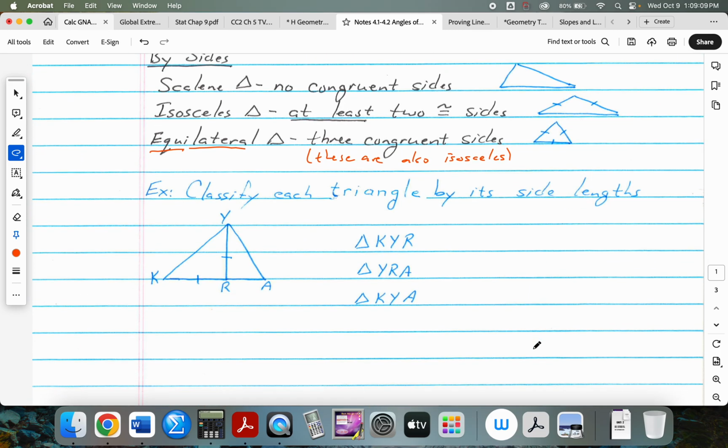So in this picture, let's classify each triangle by its side lengths. So if we're looking at triangle KYR, what kind of a triangle is that? What about triangle YRA? It certainly looks scalene. We have no information that it's anything else. And what about the big triangle, triangle KYA? Scalene. It looks scalene to me as well.